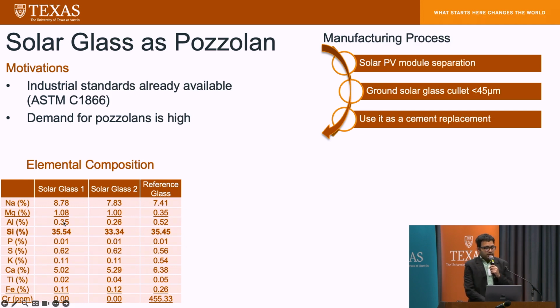The magnesium contents are a little bit higher in solar glass 1 and solar glass 2. Generally, people add more magnesium in solar glass to increase its toughness. The iron content is much lower. This is because in solar glass manufacturing, people make sure that the raw materials do not have a lot of iron to improve the transparency of the solar glass.